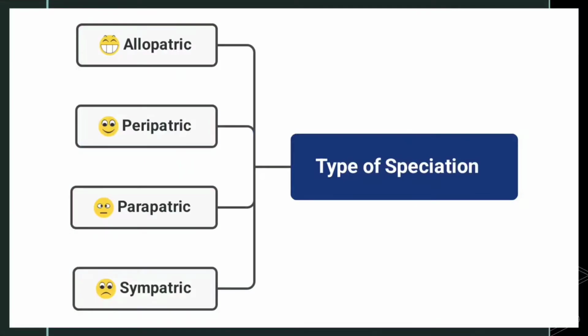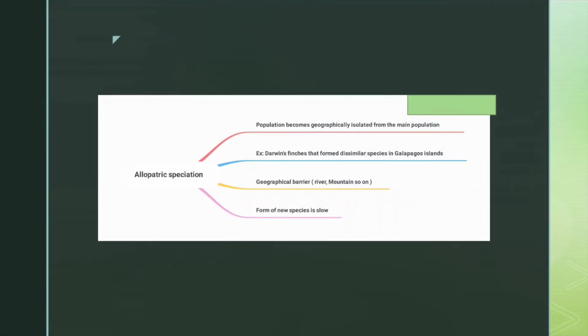So there are four types of speciation. One is allopatric, second peripatric, third parapatric, and fourth sympatric. So first, allopatric speciation. What is allopatric speciation? When a biological population becomes geographically isolated from others to an extent that prevents or interferes with gene flow, by a geographical barrier like a mountain or river.